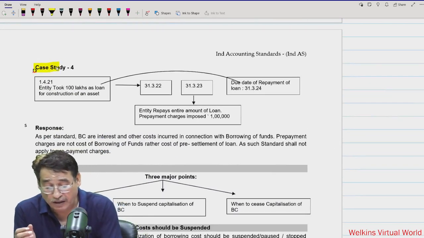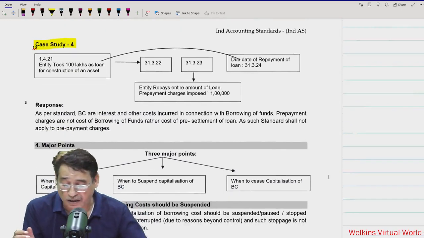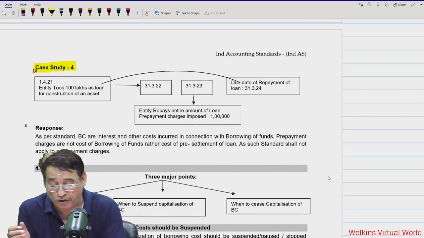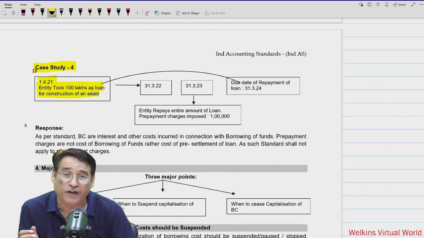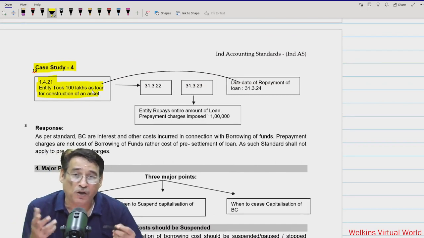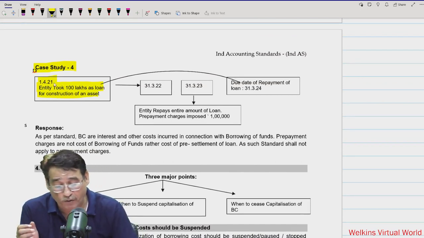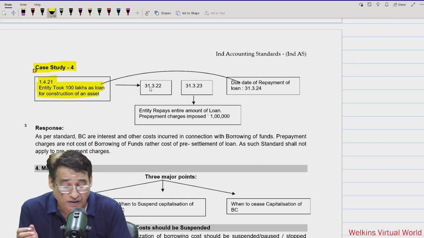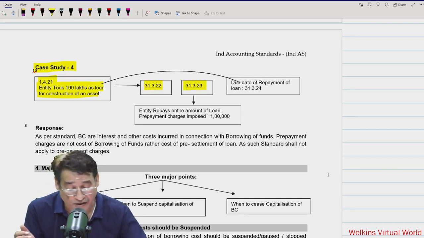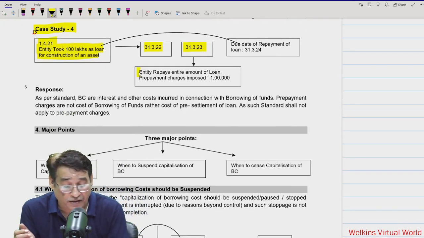Come to case study 4. This particular case study states that on 1-4-2021, an entity took 100 lakhs as a loan for construction of an asset. The first accounting year ended on 31st of March 2022. On 31st March 2023, the second year has ended. And here it is given that the entity repays the entire amount of loan.